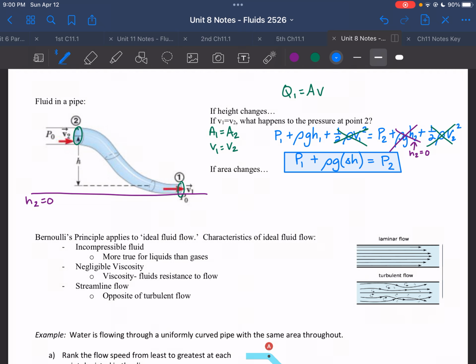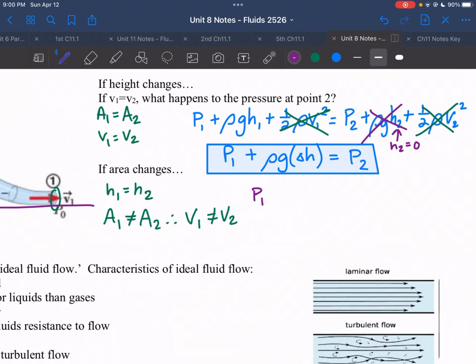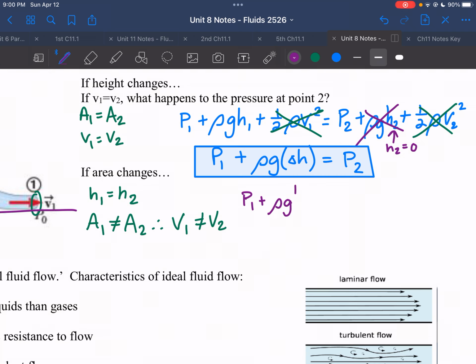Now, same principle, let's assume that the heights stay the same, but the area changes. So we're going to say h1 is equal to h2, so the heights are exactly the same, but area 1 is not the same as area 2. Well, if those are not the same, therefore velocities are not the same, because again, that flow rate must be exactly the same. And so if I bring it back to my equation, I have the pressure at 1 plus rho gh at 1 plus 1/2 rho v1 squared is equal to the same thing at our second location.